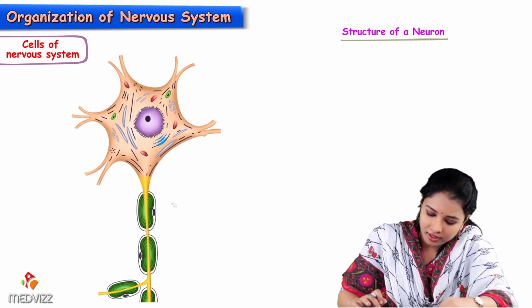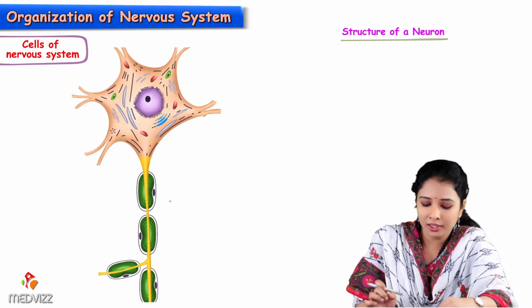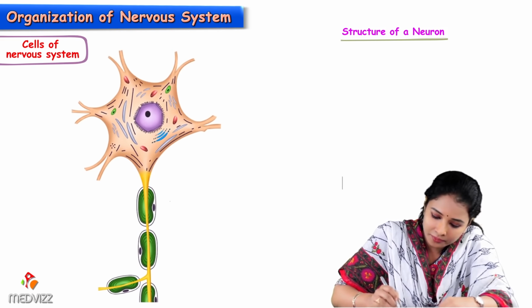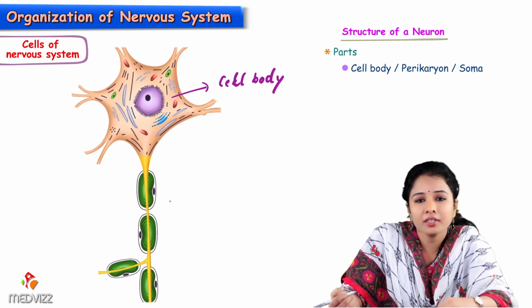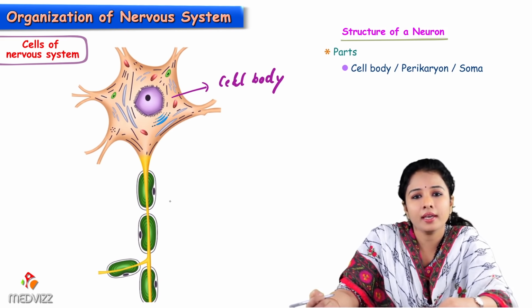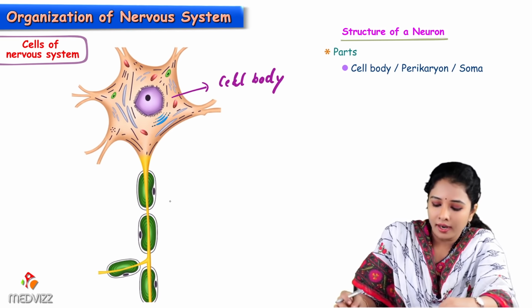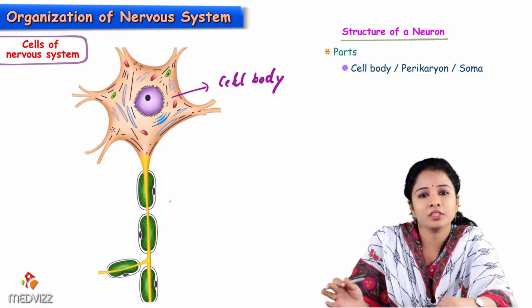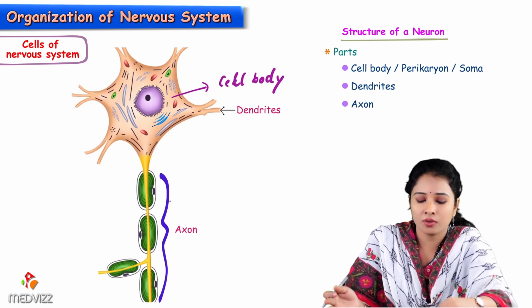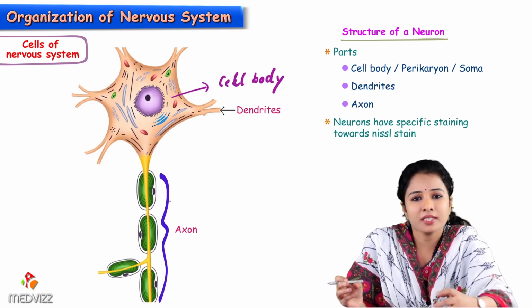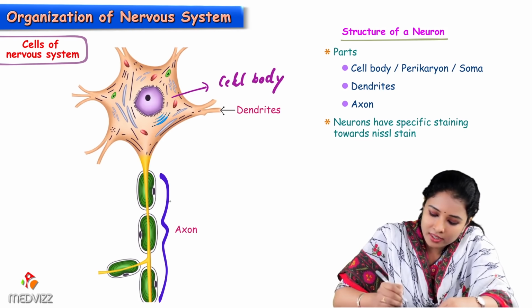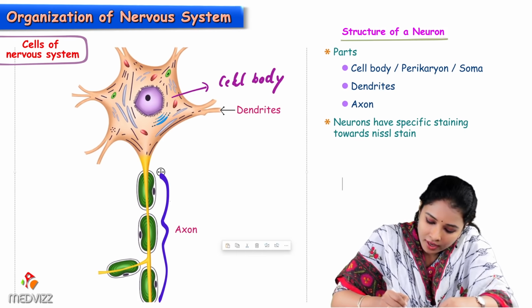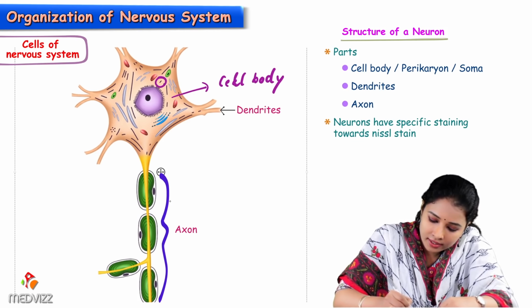Here is the structure of a typical neuron showing the cell body. The cell body is also called perikaryon or soma, and it consists of several processes which are called dendrites and axon. The neuron has a specific staining towards Nissl stain because it consists of some substances in the cytoplasm, and these substances are called Nissl bodies.